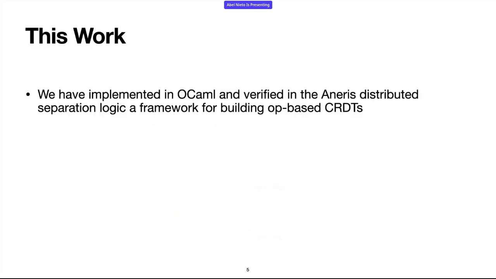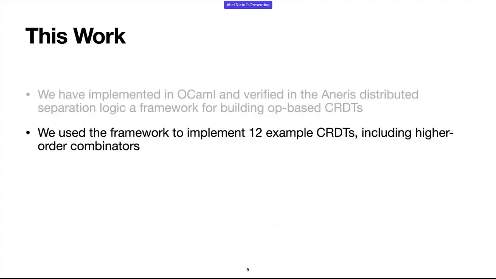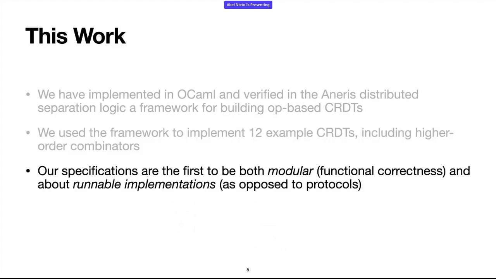So to address all of this, we have implemented in OCaml and verified in Aneris, which is a distributed separation logic, deeply embedded in Coq, a framework for building operation-based CRDTs. And we use this framework to implement a bunch of examples, including some higher-order combinators. And so to our knowledge, our specifications are the first to be both modular and about runnable implementations, right?